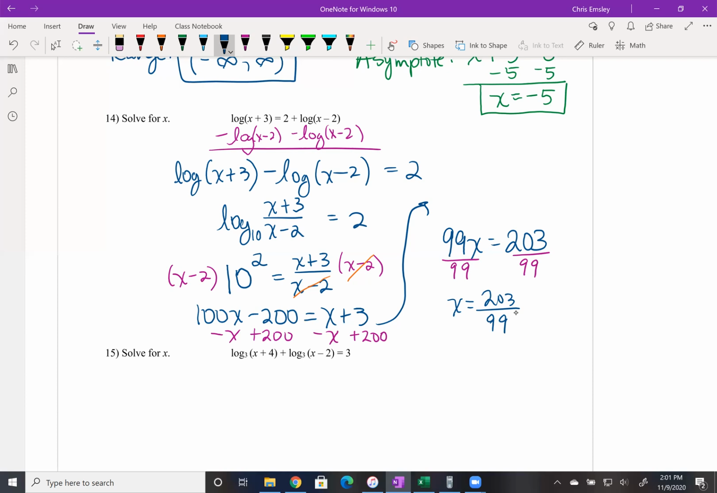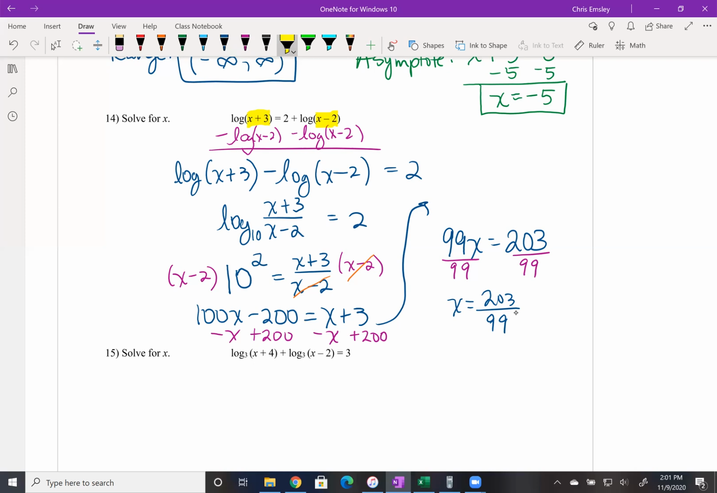So what we're looking for is we want to know, does the argument of each logarithm stay positive when I plug this value in for x? So 203 over 99 plus 3, when I plug it into this first set of parentheses, that's definitely a positive number because I'm adding two positive numbers together. That one works out okay.